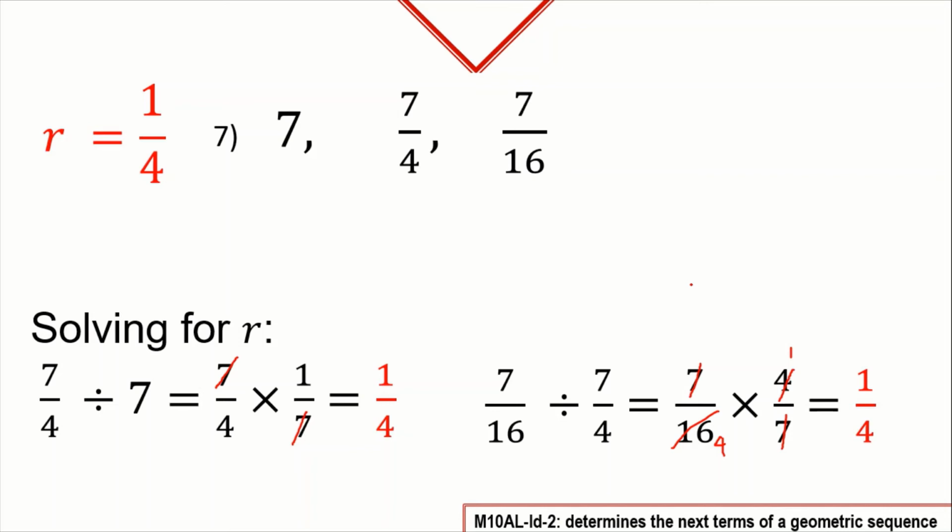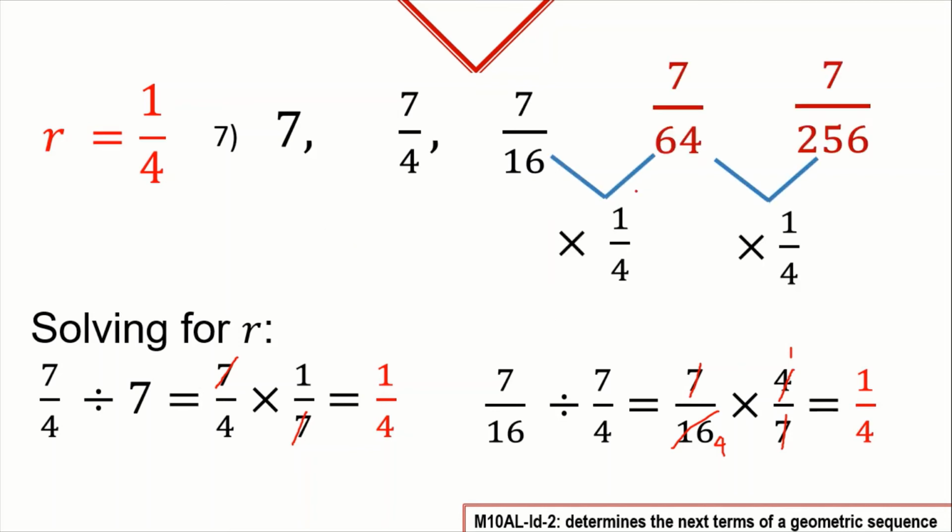Now, paano makukuha ang next two terms? Yung last term na 7 over 16 times the common ratio na 1/4. Ngayon, pag nagmumultiply tayo ng fractions, di ba? Numerator times numerator, denominator times denominator. So, 7 times 1 is 7. 16 times 4 is 64. Kaya tayo naging 7 over 64 ang next term. Then, after this term, para makuha ang next term, times ulit ng common ratio na 1/4. 7 times 1 is 7. 64 times 4 is 256.